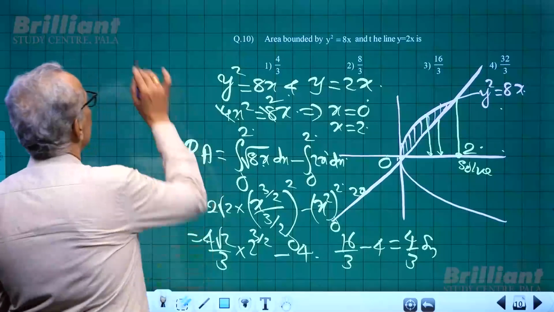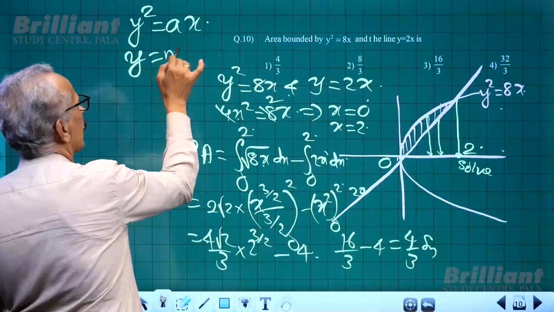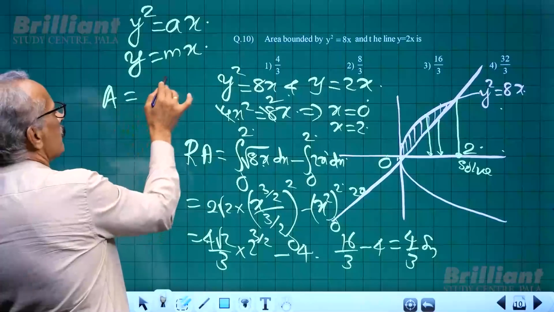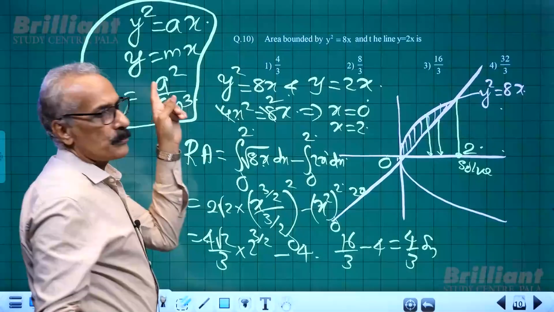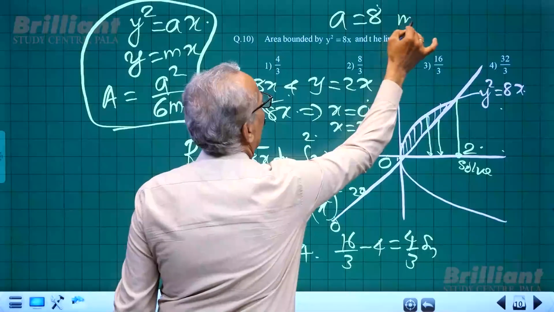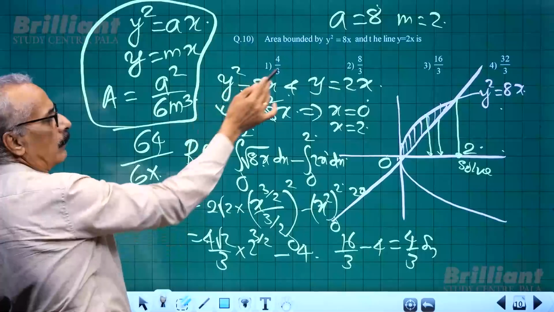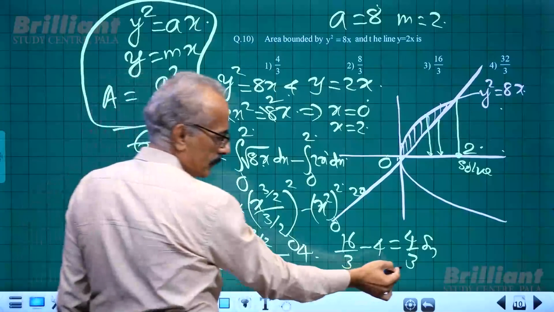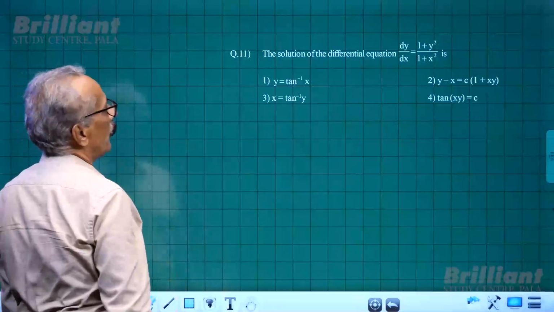Now I'll give you a secret. Suppose your parabola is y square is equal to ax and the line is y is equal to mx. Then this area will always be a square by 6m cube. You can remember this. Remember, y square is equal to ax, not 4ax. So your a here is 8 and your m is 2. So the answer is a square, 64, divided by 6 into m cube. m cube is 8, so the 8 and 8 cancel, leaving 8 by 6, which is 4 by 3. So please remember this result also for your entrance examination. On to the next question.